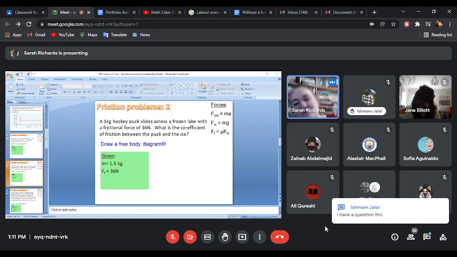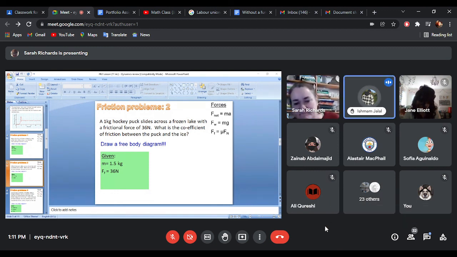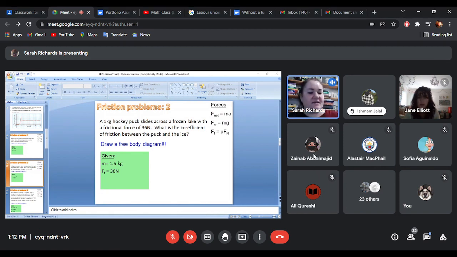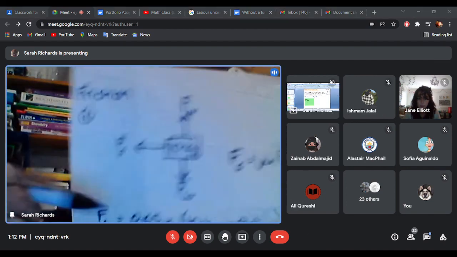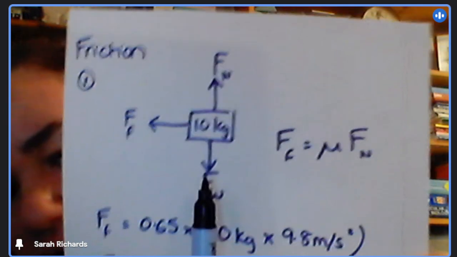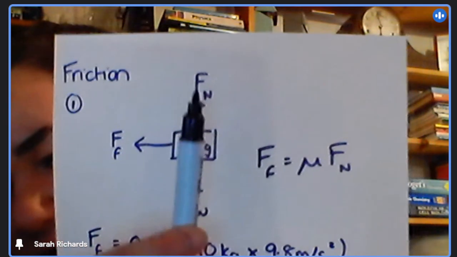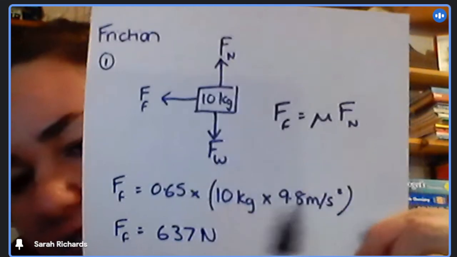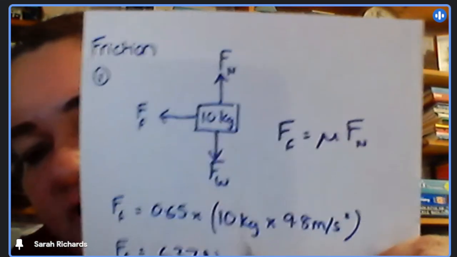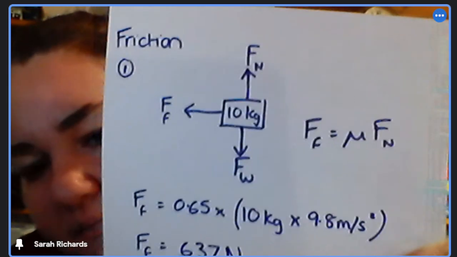Okay, Ishman, what's your question? So do we use 9.8 or negative 9.8? Right, that's a really good question, and I'm glad you asked that. For the weight, it would be negative 9.8. But because my normal force is going in the opposite direction, I've used the positive 9.8 there because the normal force is acting in the opposite direction to the weight.